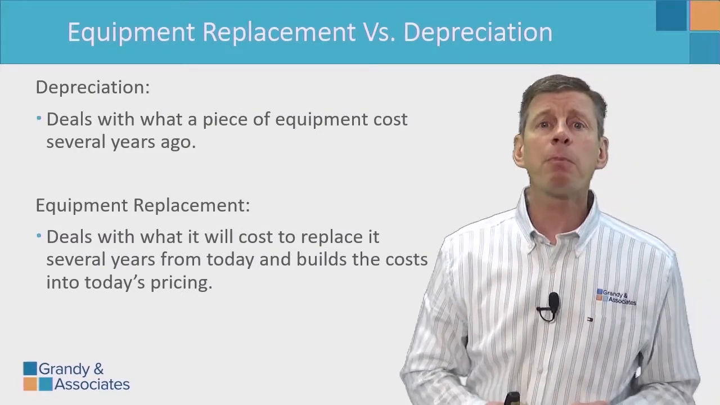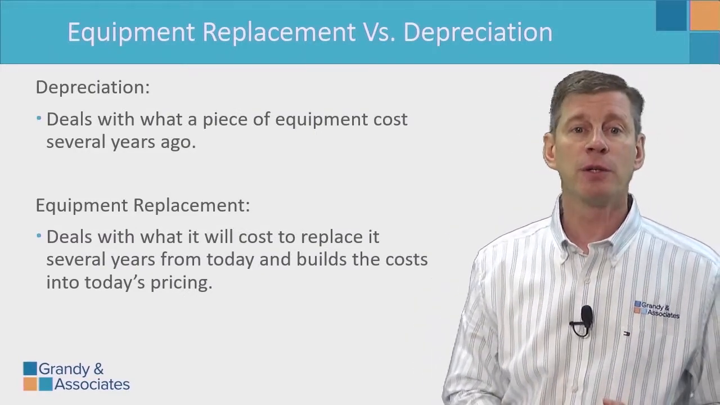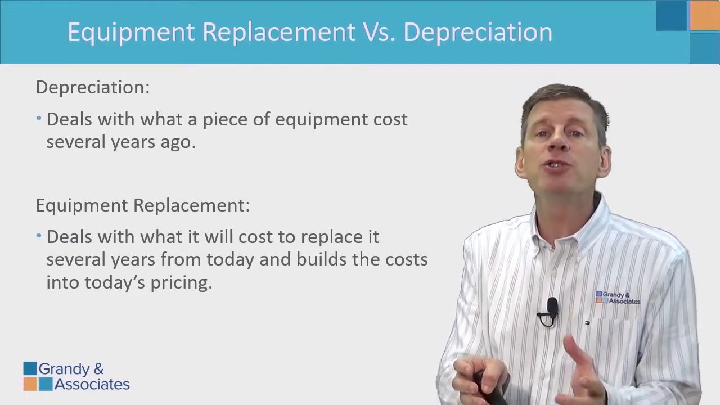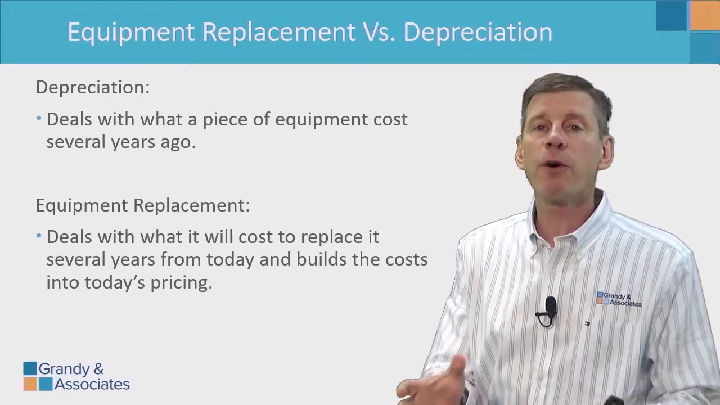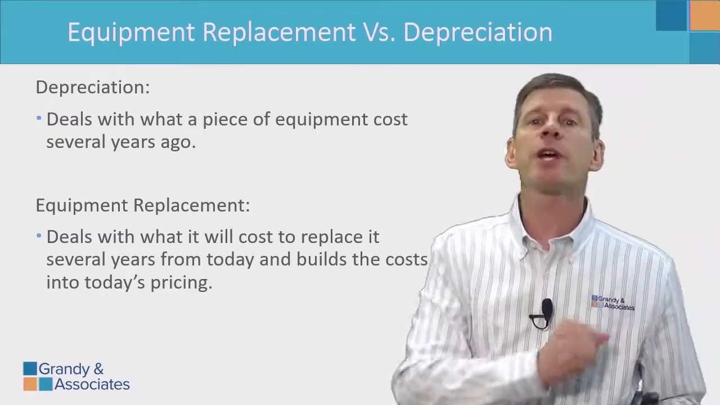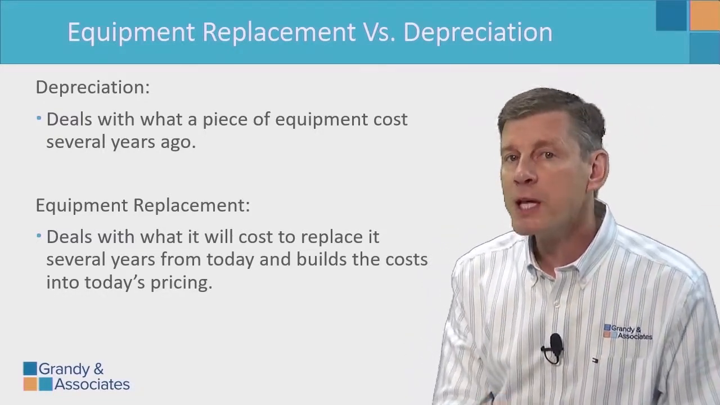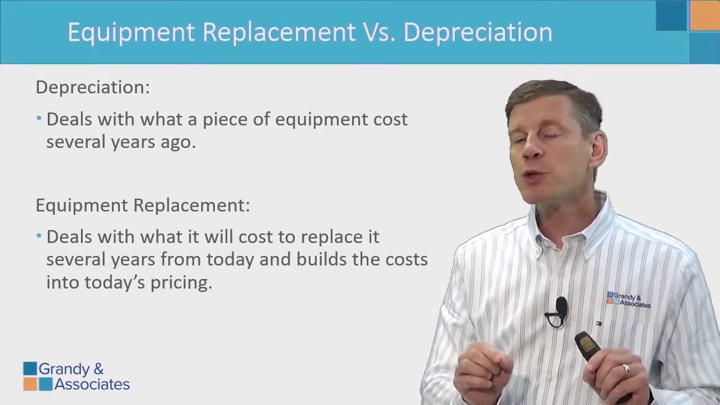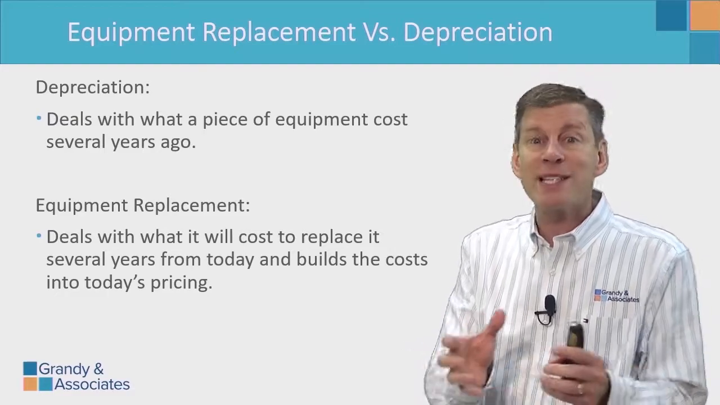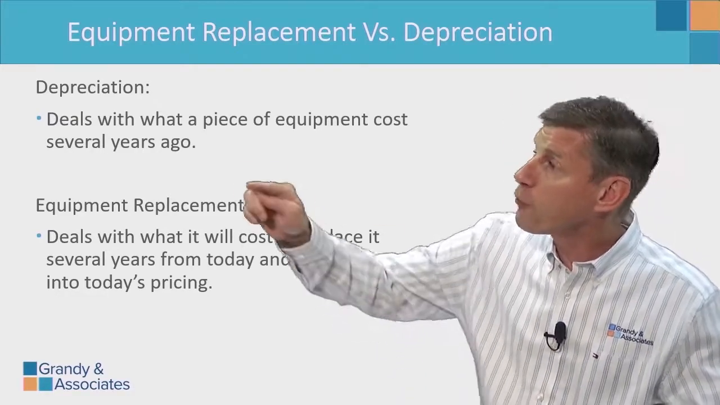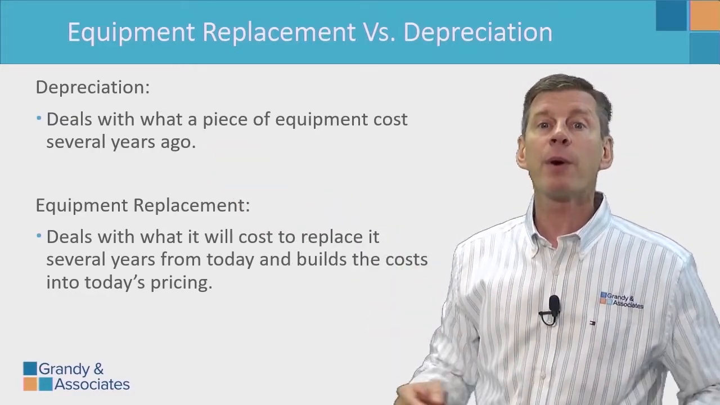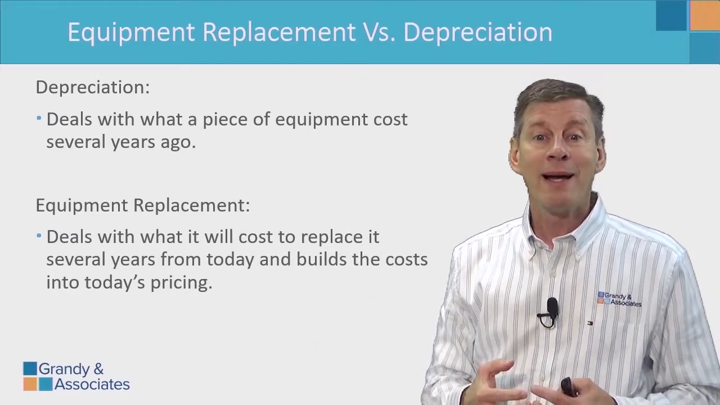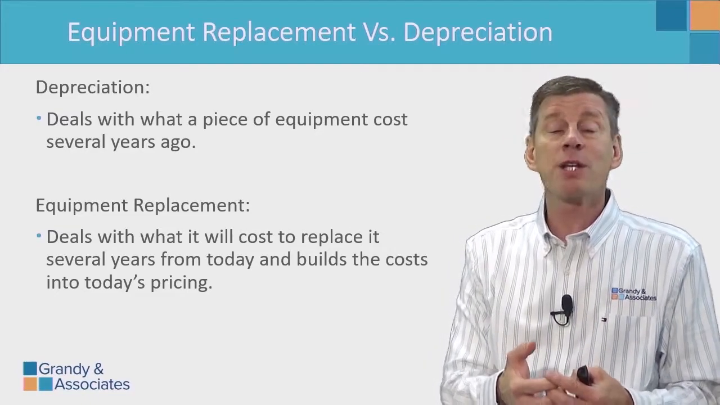First, equipment replacement cost versus depreciation. Depreciation is an accounting thing. Depreciation deals with how much we paid for a truck 2 or 3 or 4 years ago. Equipment replacement costs, on the other hand, is a cash flow thing. And that deals with what it's going to cost to replace that same truck 2 or 3 or 4 years from now into the future. And we're going to build that into today's pricing.